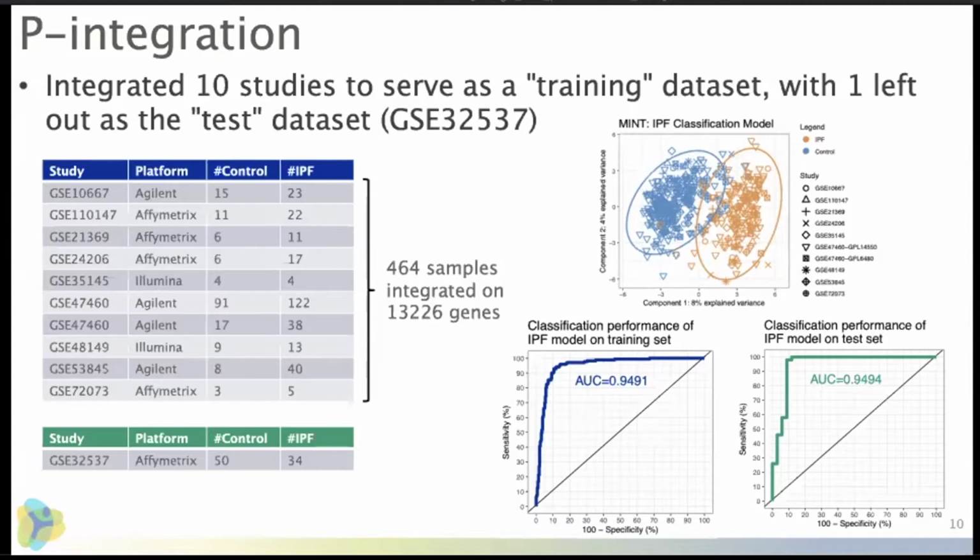And so when we test this classifier on the left out data set, we can see that it has an area under the receiver operating curve of 0.9494, which is really good. So we can rest easy knowing that these 17 genes are pretty robust in their IPF classification mechanism.